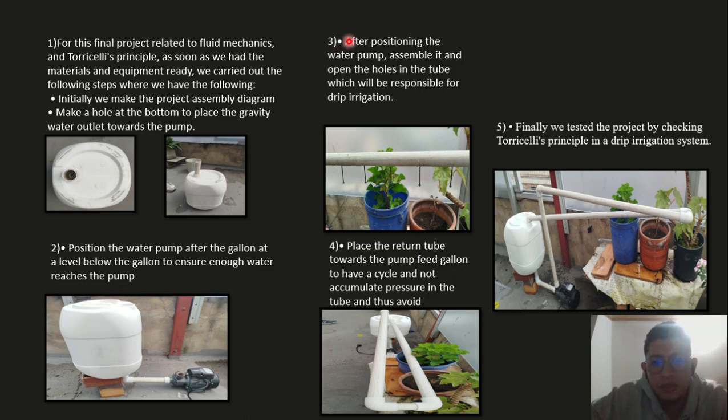Third, after positioning the water pump assembly, open the holes in the tube, which will be responsible for drip irrigation. Fourth, place the return tube towards the pump filling gallon to have a circuit and not accumulate pressure in the tube. Finally, we tested the project by checking Torricelli's principle in a drip irrigation system.